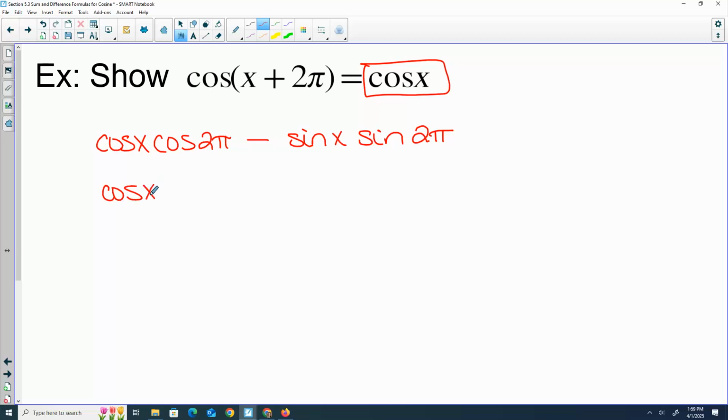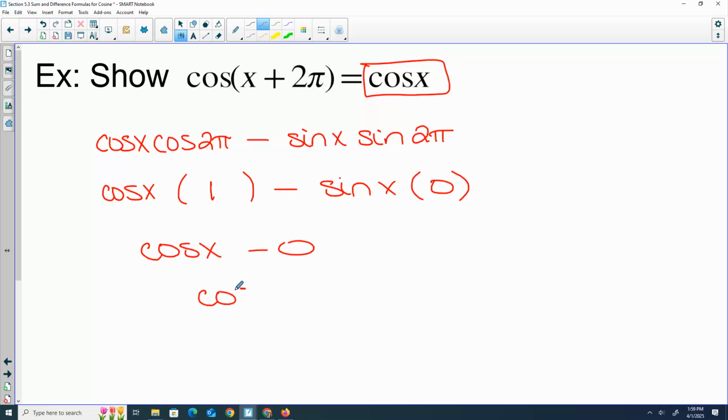Cosine x, there's not much I can do with, but cosine of 2 pi I should be able to evaluate. 2 pi is the same thing as 0. What is the cosine of 0? 1, minus sine of x times the sine of 2 pi, which is the same as the sine of 0, which is 0. So I just get cosine x minus 0, or cosine x.